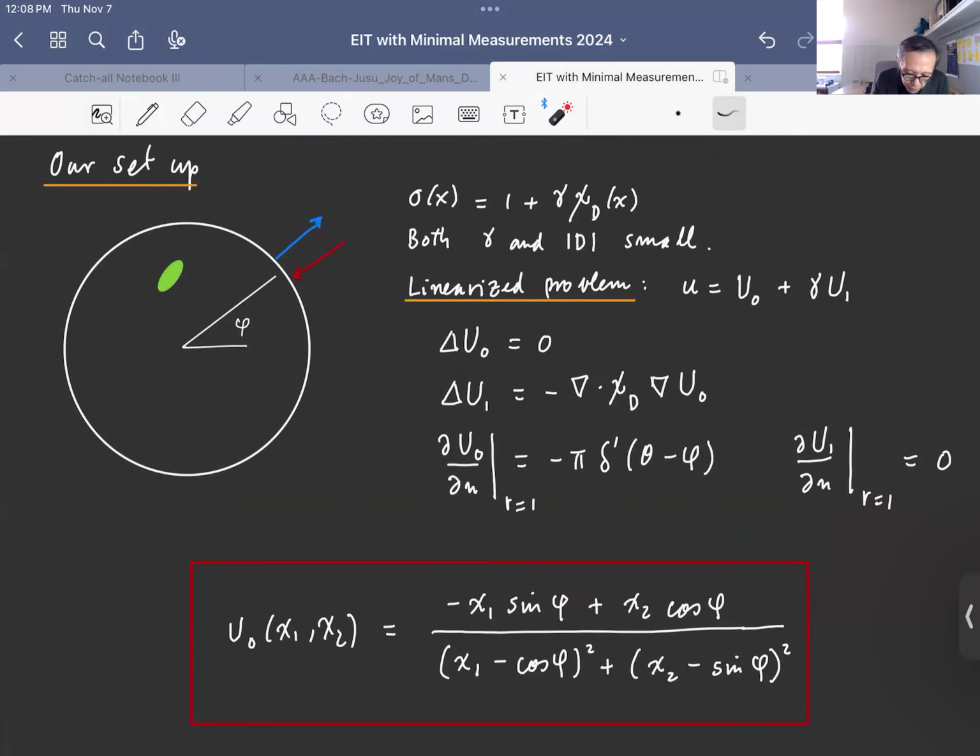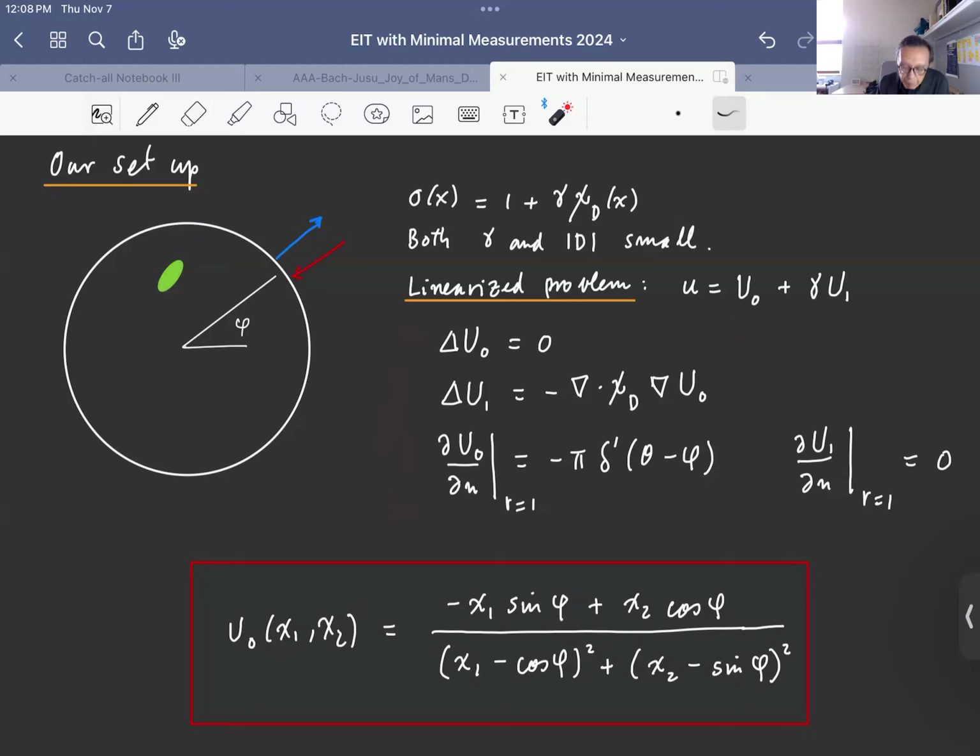So I'm going to look at the linearized inverse problem, where the conductivity is a constant background plus a small perturbation supported in set D. We're going to assume that both gamma and D are small to make the calculation simple. So we'll be looking at a linearized problem where the voltage potential has a background potential plus a perturbation.